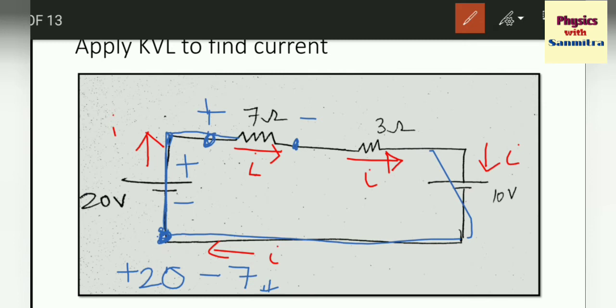Now again, I am going along the resistor, so directly this plus, this minus. Minus 3 into I. Now look at here. From this point to this point, when I am going down, I am going against the battery. So I am going from plus to minus, from a point which is at higher to a point which is at lower potential. So minus 10, because I am encountering loss in voltage. Just imagine that you are a person traveling through the circuit, then we will be able to write the equation very easily. 20 minus 7i minus 3i minus 10 is 0.